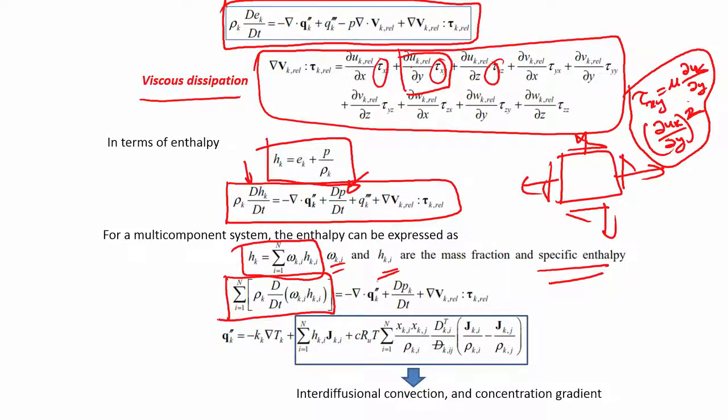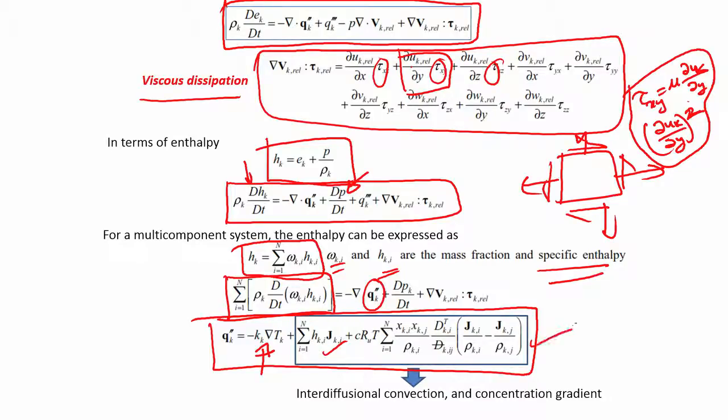So, this q k double prime that you see over here, which we said was a conduction term, is a little bit more complicated than that. If you look at this expression, the first term you recognize immediately, that is Fourier's law of heat conduction, correct. But you do not know much about the second and the third term. The second and the third term are the heat transfer due to interdiffusional convection, that is the first term over there, and also the heat transfer due to the concentration effect.